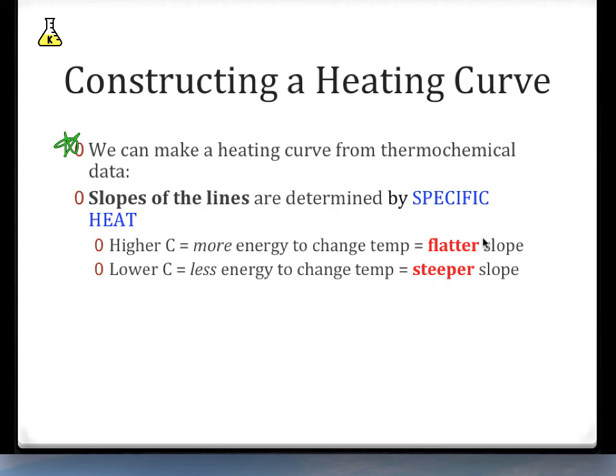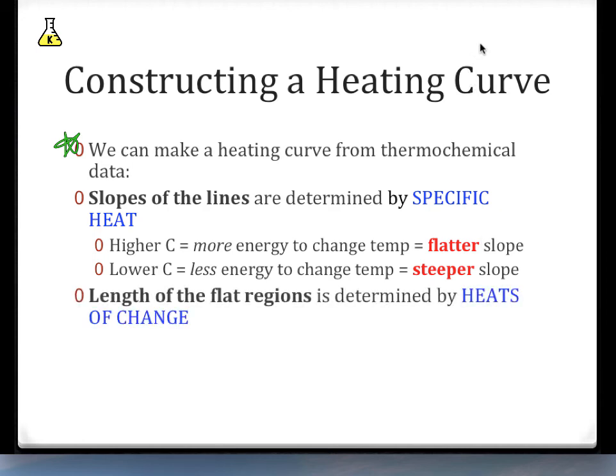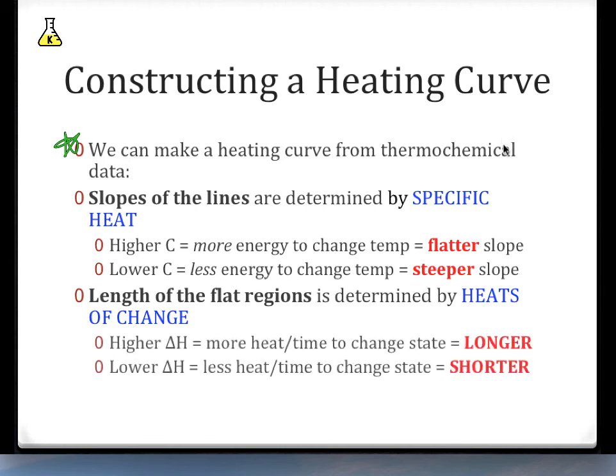Likewise, if it's lower, it takes less energy to change temperature, and we expect to see the slope be significantly steeper. The length of the flat regions then is determined by the heats of change data. If we have a higher delta H value, that means it takes more heat and energy to change state, which means it's going to take a longer time. The line on the graph is going to be longer. Lower heats of vaporization take less heat or time, lower heats of change take less heat or time, and as a result, the line will typically be significantly shorter.